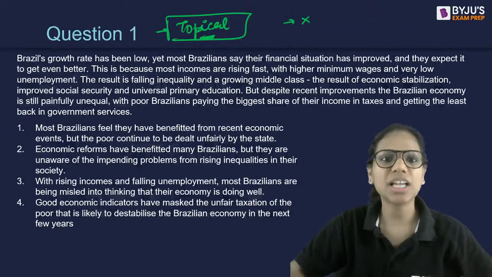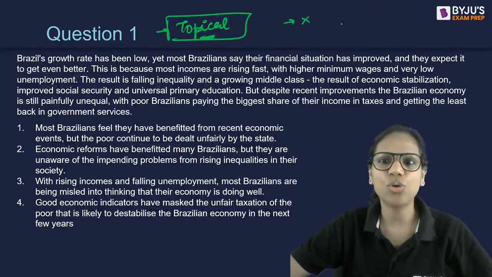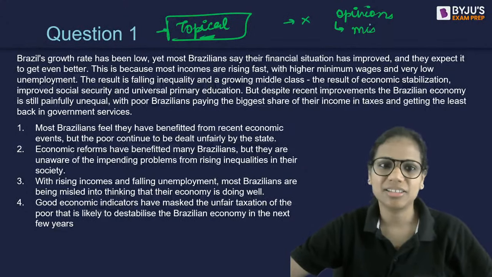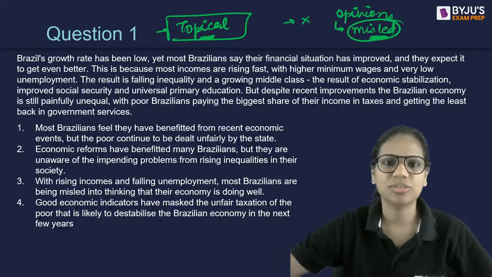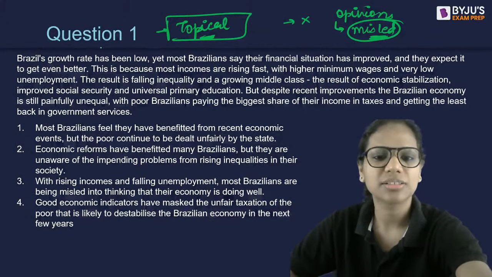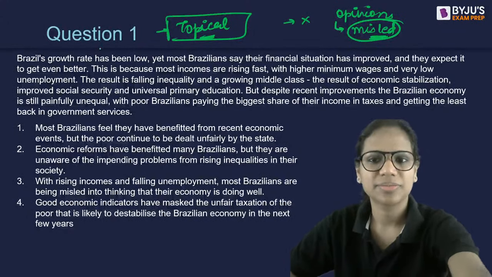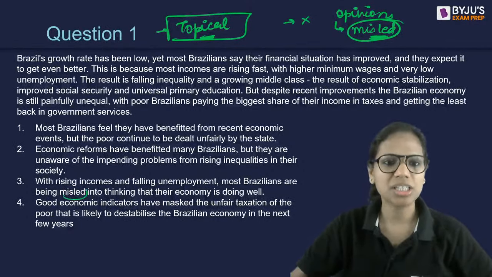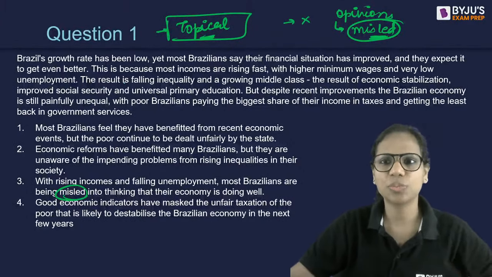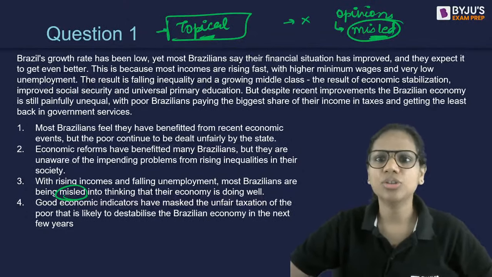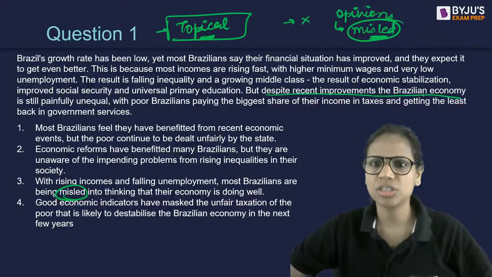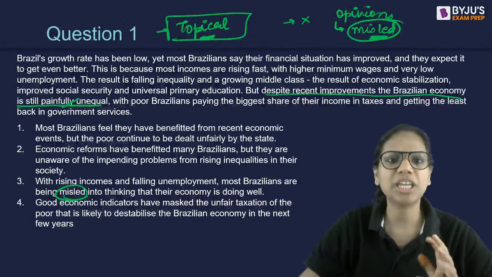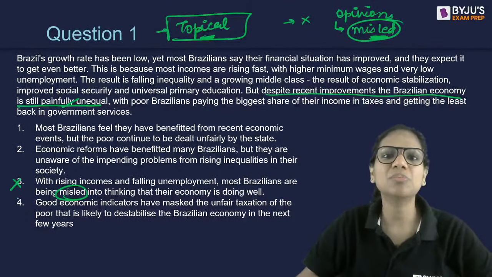Let's have a look. So, first of all, tell me, has the author given opinions such as Brazilians are misled? Has the author given such an opinion? So whenever any such opinion is given in your option, you have to see whether such an opinion was given in the paragraph or not. No, the author simply says that despite recent improvements, the Brazilian economy is still painfully unequal. That is what the author has said. It does not talk about people being misled.